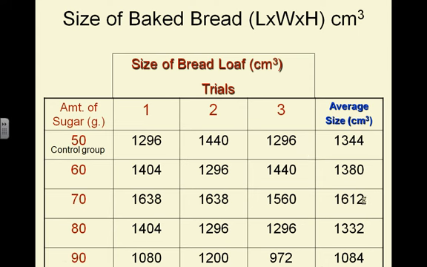The control group, we get a loaf size of 1344. And then if we move on, we see that at 60, we have 1380. And look, at 70, we have 1612, 1332, and 1040. So based upon this experiment, we see that using 70 grams of sugar will yield a larger loaf than the control group of 1344. So this here lets us know that John's hypothesis is, yes, accepted.